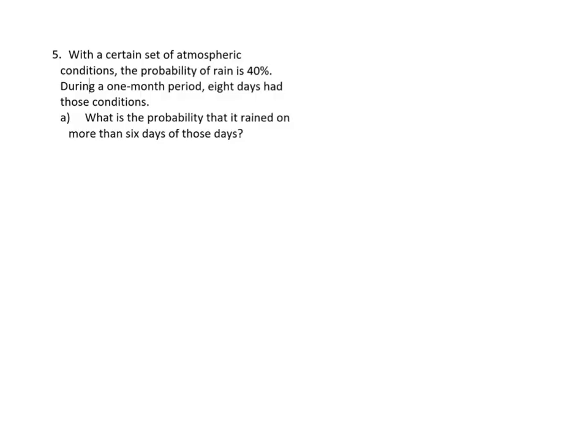With a certain set of atmospheric conditions, the probability of rain is 40%. During a 1 month period, 8 days had these conditions. What is the probability that it rained on more than 6 of those days? So even though we're talking about a month, I am only talking about 8 days. So n equals 8. I'm asking if it was possible for it to rain on more than 6 of those days. So more than 6 is not 6 or more. So that means that x is greater than 6. So I'm just looking at the probability of it raining on 7 or 8 of those days.